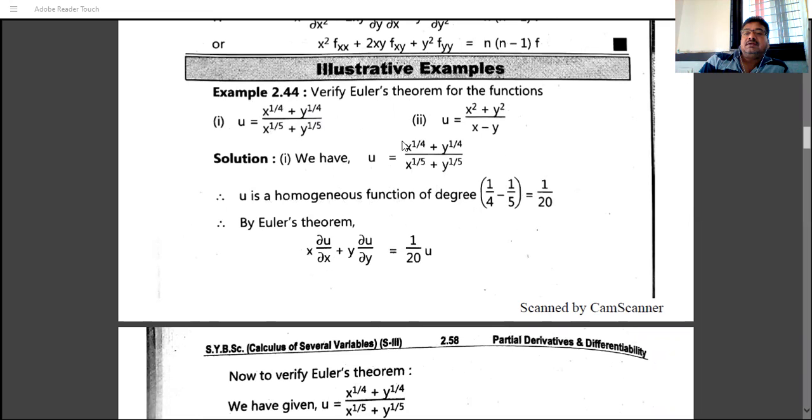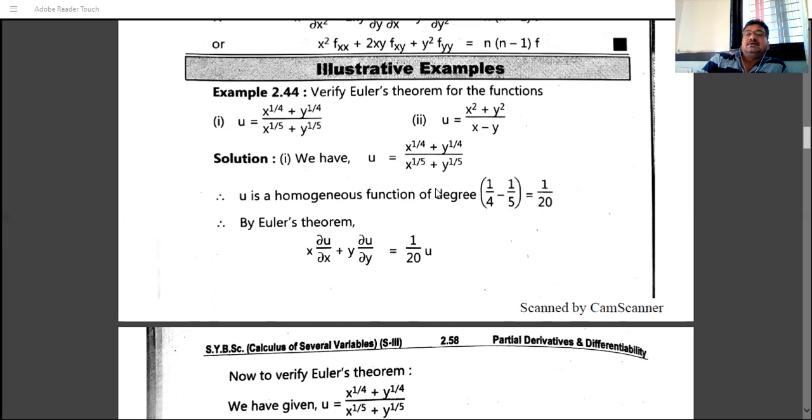The degree of the numerator is 1 by 4 and the degree of the denominator function is 1 by 5. And here the degree of this total function is the degree of the above function minus the degree of the lower function. Because if we replace x by tx and y by ty, then we have t raised to 1 by 4 divided by t raised to 1 by 5. And then t raised to 1 by 4 minus 1 by 5, that is 1 by 20, is its degree.